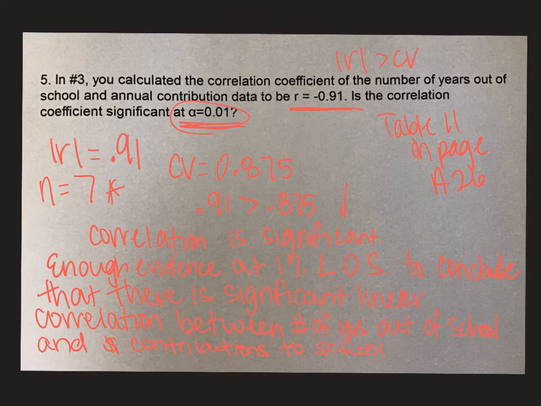to the school. Okay, so I don't want you to get hung up on the interpretation because it really very much is the same that we did in the last two chapters. It's just a matter of we're determining, is there significant linear correlation or not. So instead of saying we can reject or fail to reject, we're just saying, yeah, this is significant correlation. We're good.